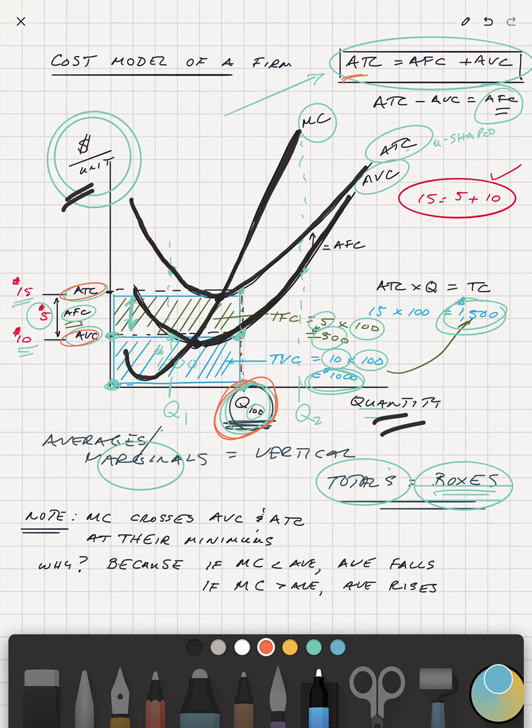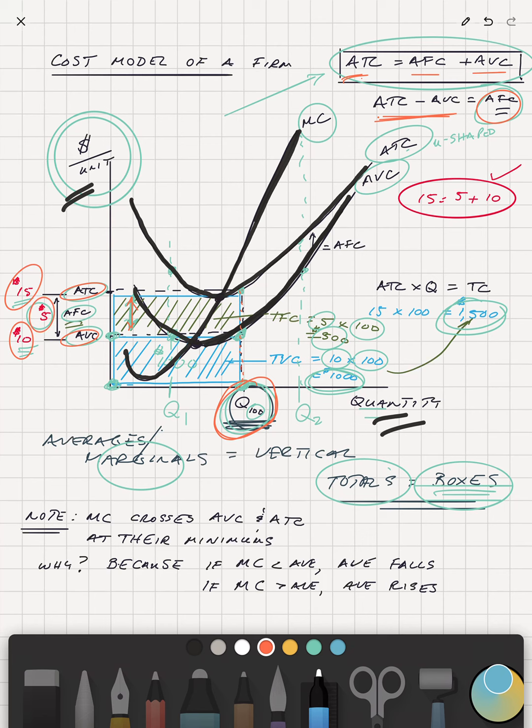We know from this equation right here that average total cost is equal to the sum of fixed costs and variable costs. Average total cost minus average variable cost is equal to your average fixed cost. So this distance right here, the difference between ATC and AVC is equal to your average fixed costs, or AFC. Now, just to give you some numbers, imagine this, is that I'm producing 100 units of output. My average variable costs are $10 per unit. My average total costs are $15 per unit. Therefore, my average fixed costs are equal to $5 per unit.